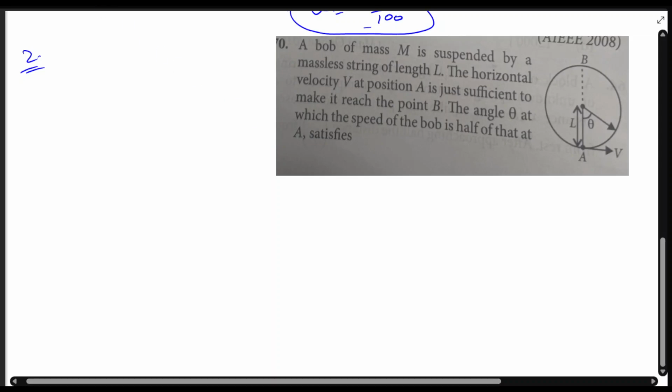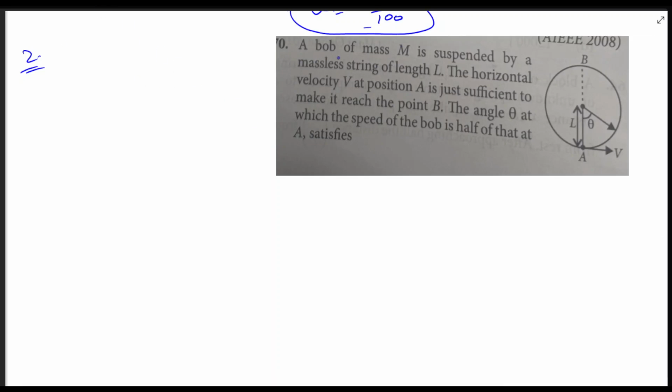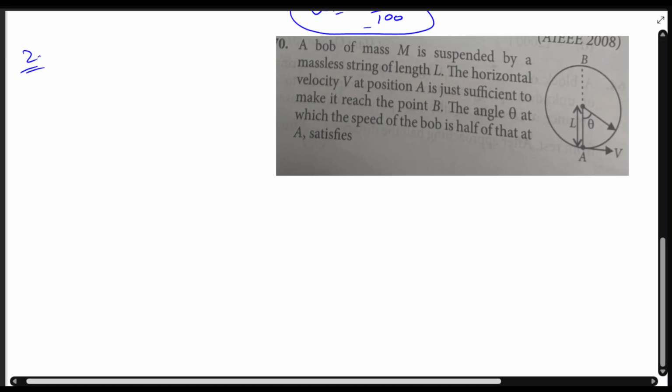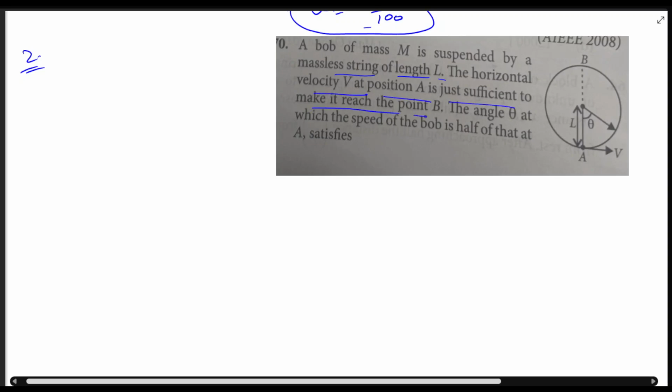Okay, perfect. So we have a blob of mass m suspended by a massless string of length L. The horizontal velocity v at position A is sufficient to make it reach B. The angle theta at which the speed at B is half of that at A satisfies... So there were options which were missing.